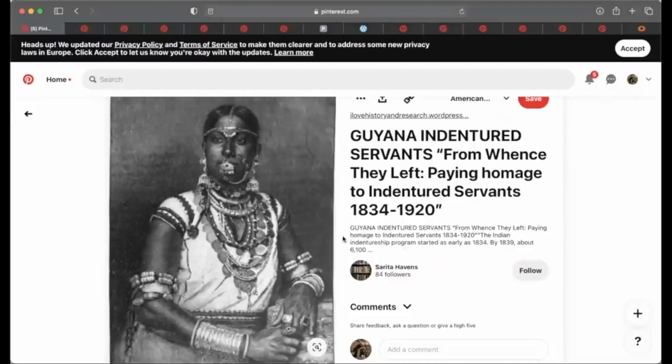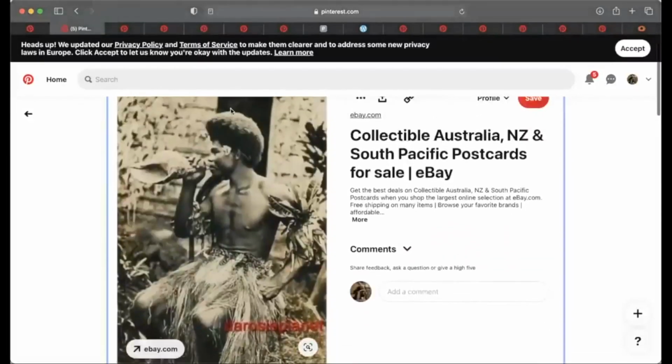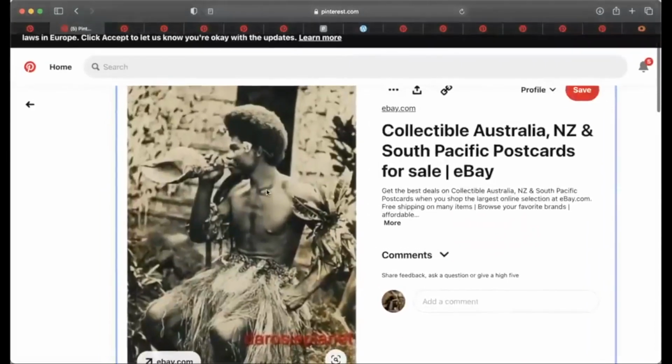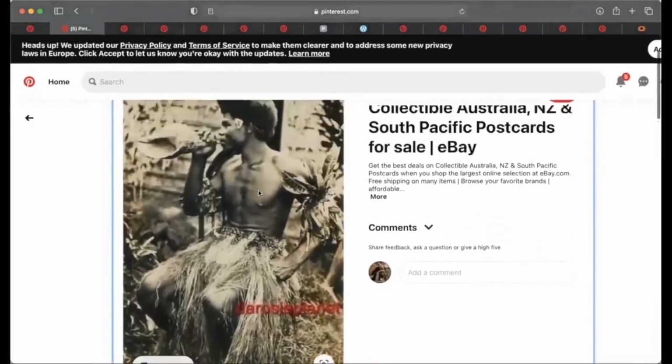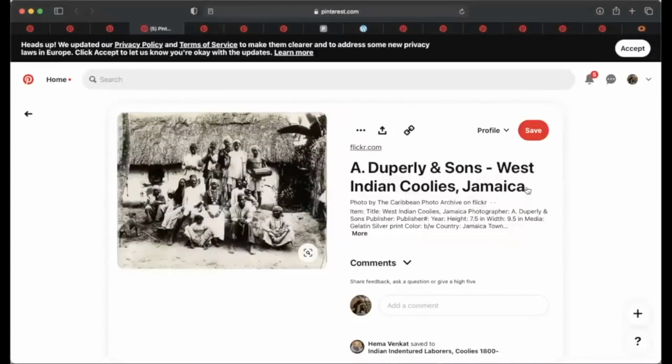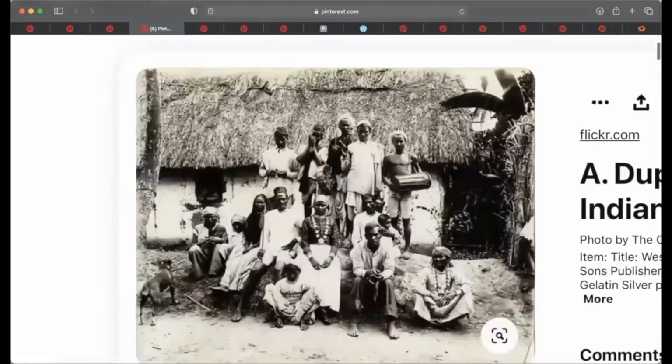All right, who were they talking about? And this is a Fiji man. Again, they rock the fro. The Fiji tribal man. Look, West Indian coolies, Jamaica. West Indian coolies. So how do you know you don't have coolie or Hindu in you? You don't think none of these people ever mixed with other people? I'm sure they eventually did.